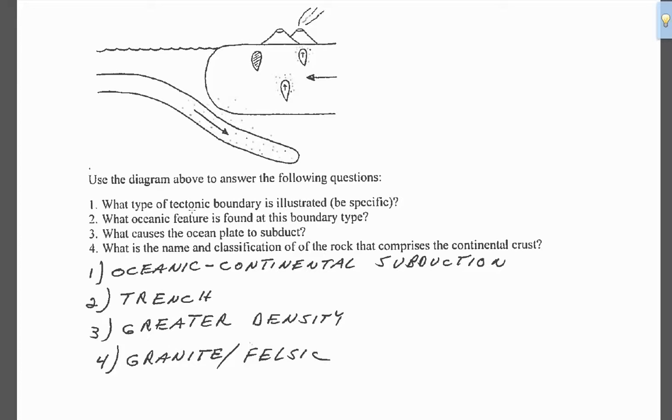What's the name and classification of a rock that comprises the continental crust? It's granite, and it is less dense than the basalt. And the continental crust is granite. It's also felsic, containing feldspar and silicon.